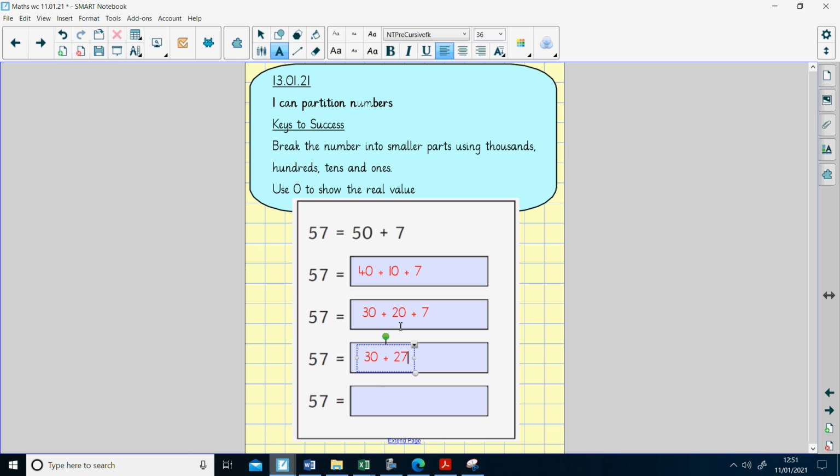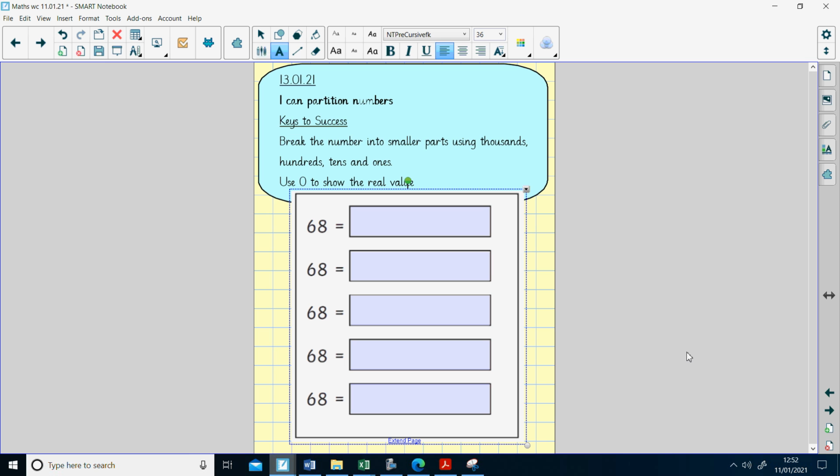So I'm just manipulating the different numbers that I've used already. And I could also say that it's 20 add 37. So you can see there, each of these have been partitioned from 57, but just in different ways. On the next slide, there's going to be one for you to try. So have a go at 68.